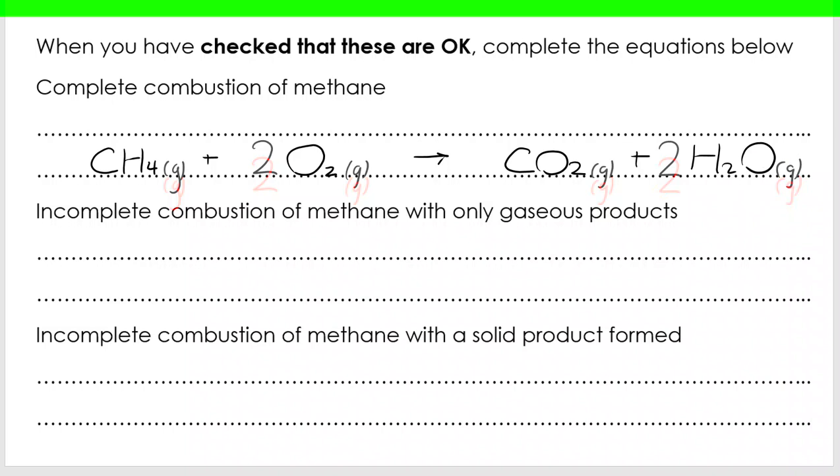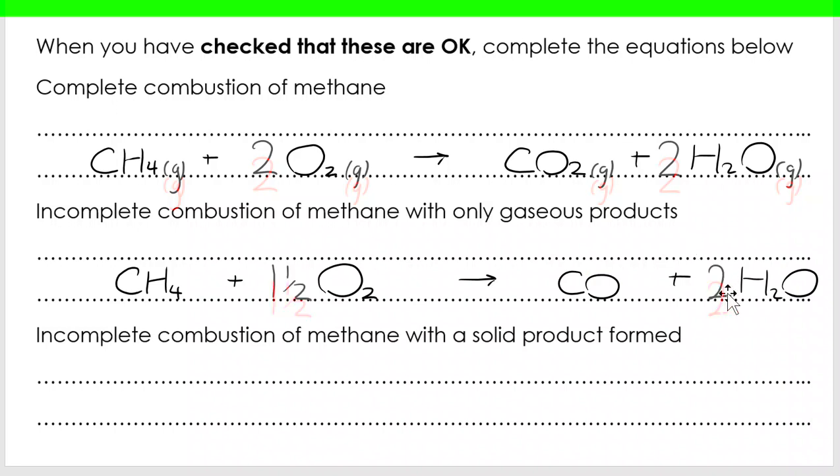On the next one, we are combusting methane once again, but we're making gaseous products during incomplete combustion. So that's CO and H2O. Now on this one, we need to do the balancing slightly differently. It's not going to look the same. We've got 2 H2O again, but only 1.5 O2. And I put the state symbols in once again.